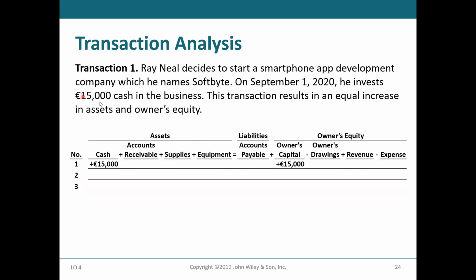So when the owners invest money in the business, our cash will increase, and cash is an asset. Did you see that? My cash increased by 15,000. Now, when he invests in the business, his ownership also increased by 15,000, or we say that owner's capital increased by 15,000. So the equation is equal now: assets equal liabilities plus owner's equity. The left side should be equal to the right side. Okay, let's go to the next one.